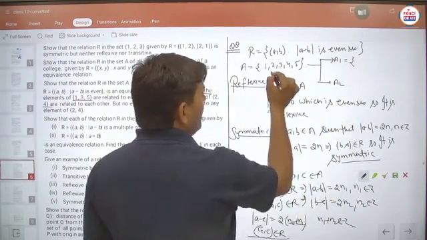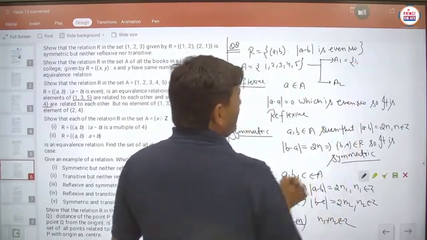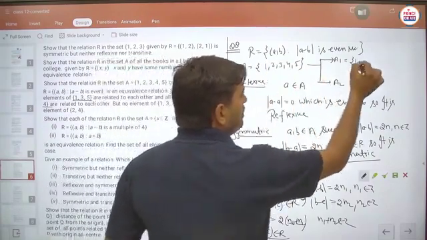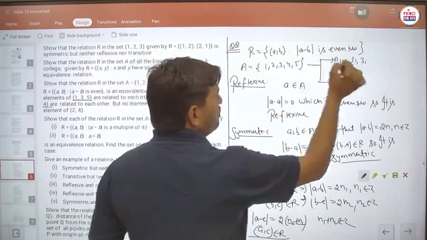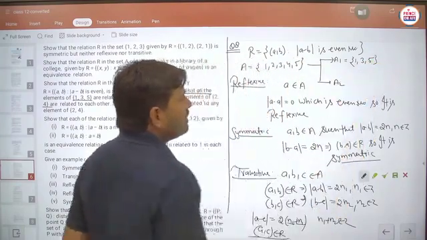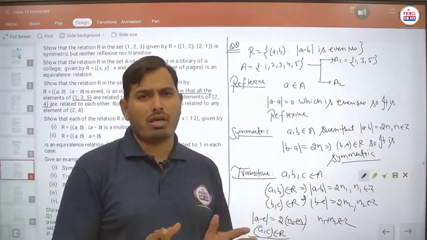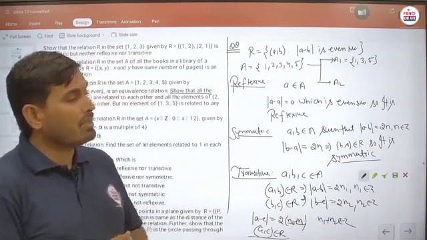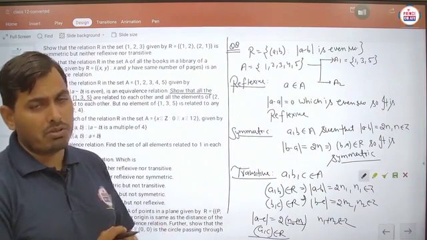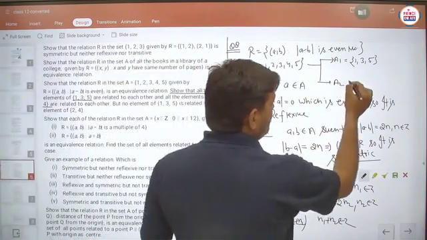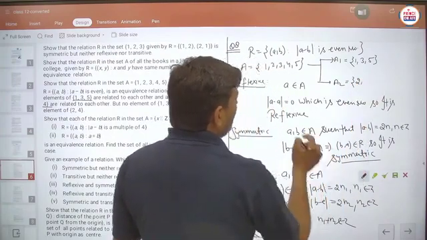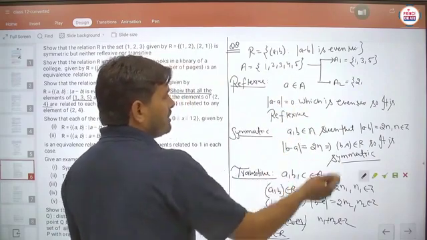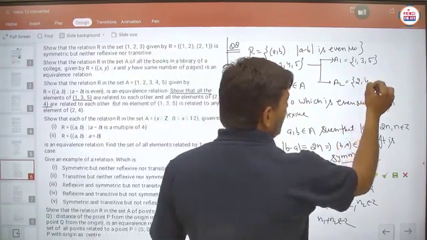Now we take the element 1. Then 1 will be taken along with 3, because 3 minus 1 is 2. And then we take 5, because if all the odd numbers are taken, then their difference will definitely be an even number, divisible by 2. Similarly, suppose we take another set with 2, then 2 will be taken with 4 only, not 1 or 3 or 5, because their difference is not even. That's why we take only 4 here.